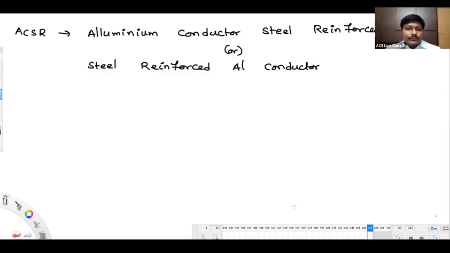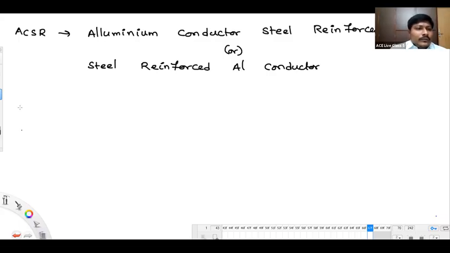ACSR conductor. Copper is costly. That's why we are not going with copper. So we are not going with that. ACSR conductor, okay, let me extend with respect to this one. ACSR conductor, which is a very practical conductor that we are using in the present days for overhead transmission lines.